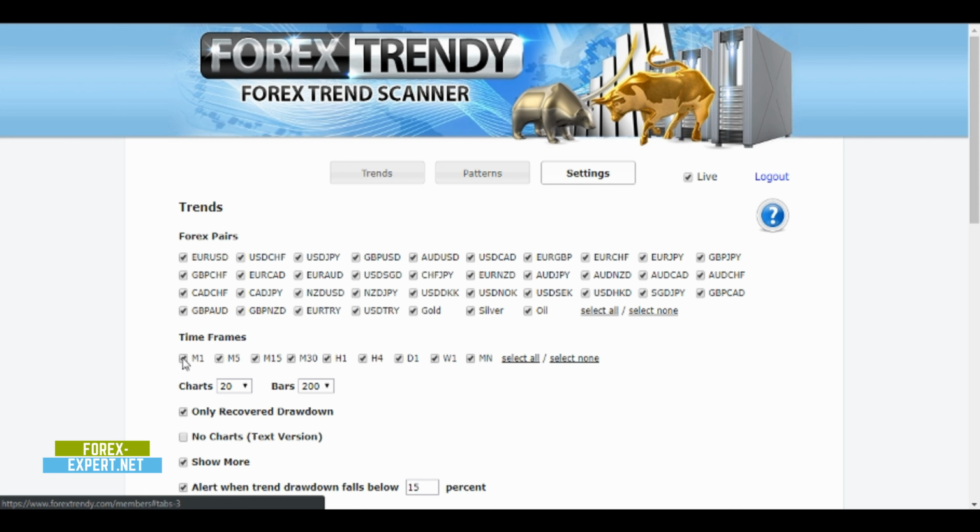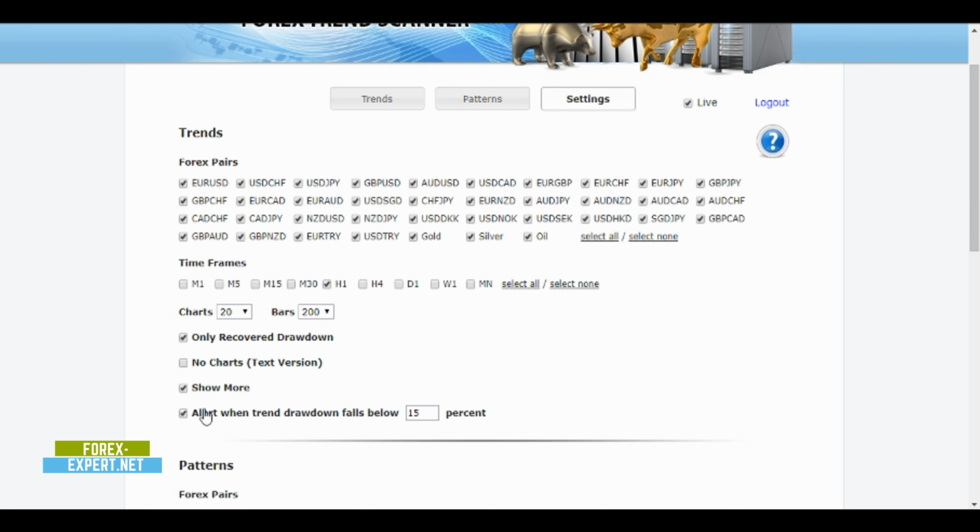For example, if you are trading only on the 1 hour time frame, you can deselect all the other time frames, and you go here and click on alert when the trend drawdown falls below, for example, 15% or 20%, 25%. It's up to your trend following strategy.